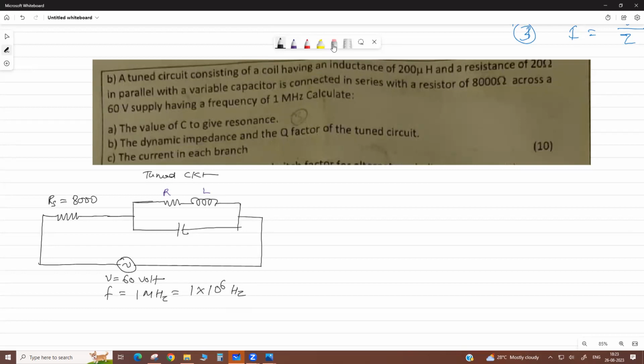Now he said to calculate the value of C. Here this is a variable capacitor. As I told, either we vary the frequency or vary the capacitor to get resonance. So he asked what is the value of C for which this tuned circuit is under resonance. See, up to this, this portion is your tuned circuit. Correct?